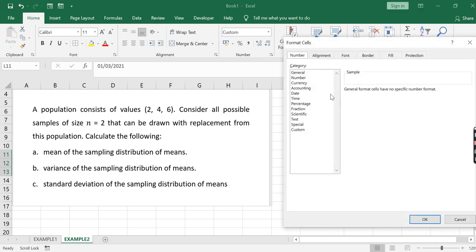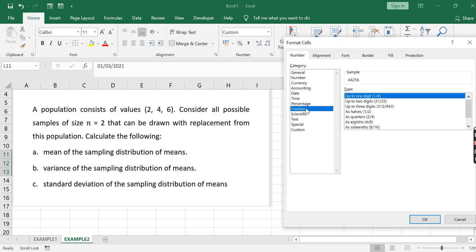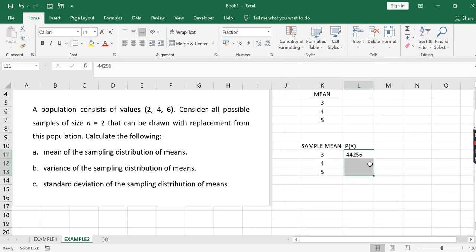Let me format this. So, it's 1 over 3. How about the 4? 1 over 3 as well. How about the 5? 1 over 3 as well.